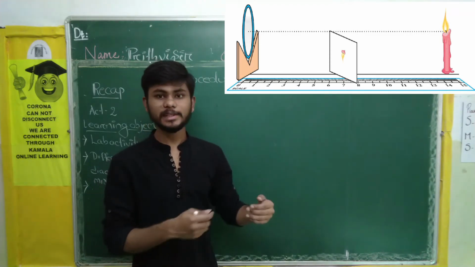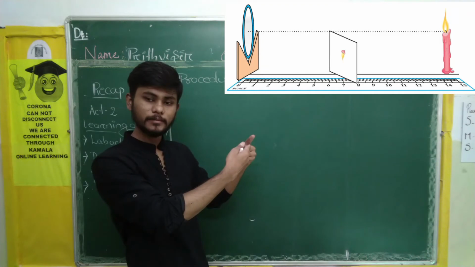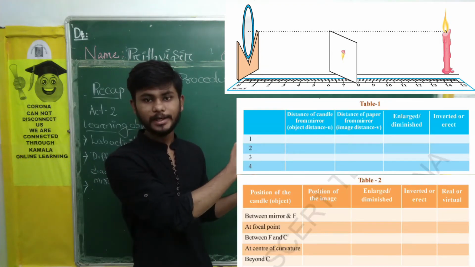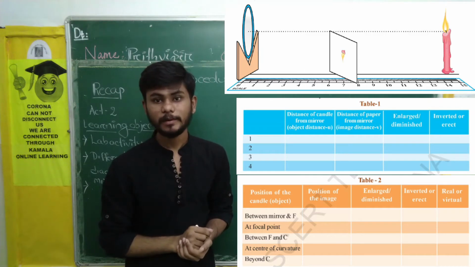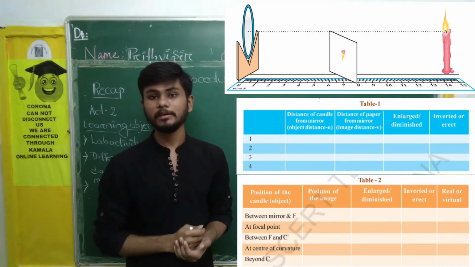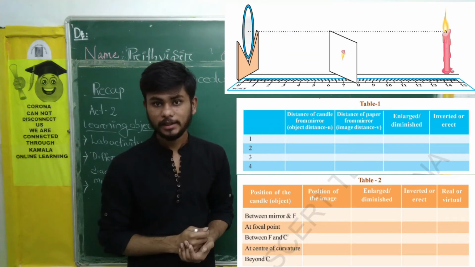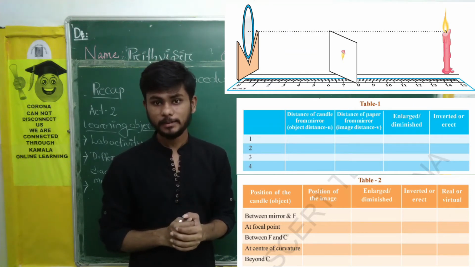In the same way, we need to arrange our paper where exactly we are getting the image. That we need to find out. How will we find out? As I already said, a concave mirror will give us a real image, right? A concave mirror will always give us a real image.